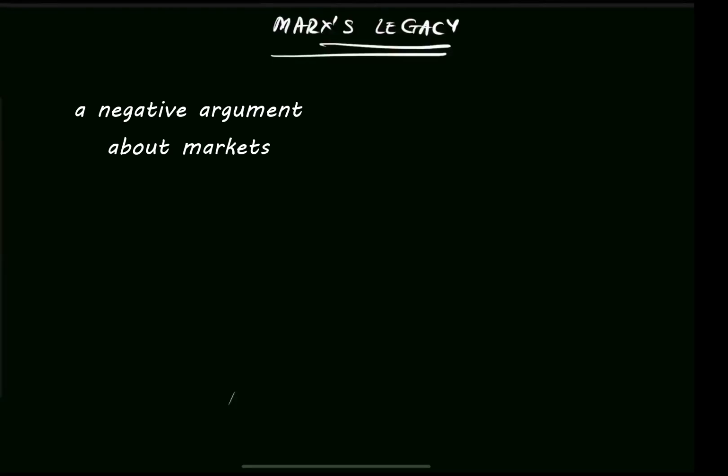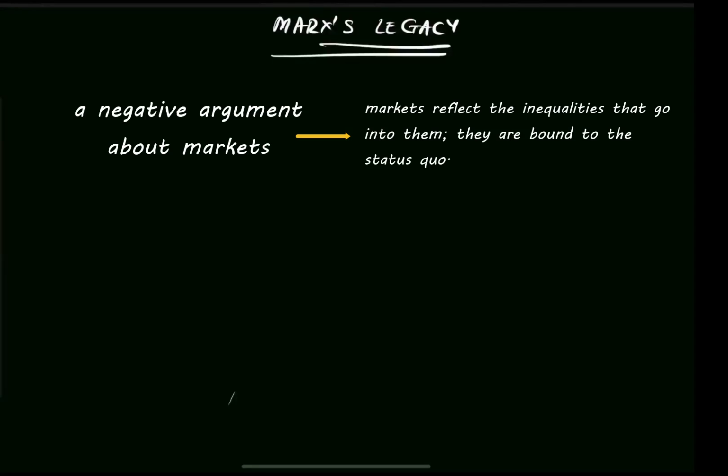The negative argument is what remains even if Marx's theory of exploitation can be shown to be deeply problematic. Because the problems with Marx's view of exploitation don't mean that Marx doesn't have a good criticism of the markets as distributors of either goods or harms in a society. Marx's criticism of the markets shows that markets reflect the inequalities that come into them, but they don't give any account of the justice of those inequalities.